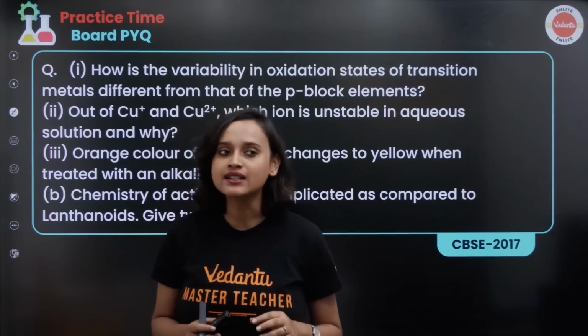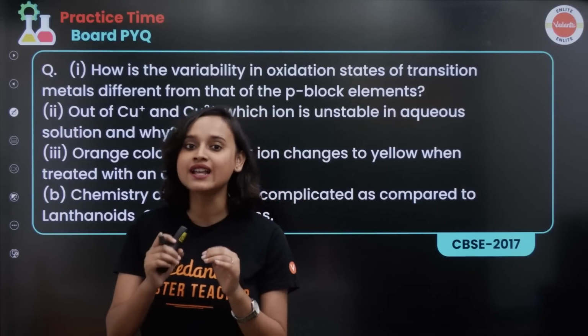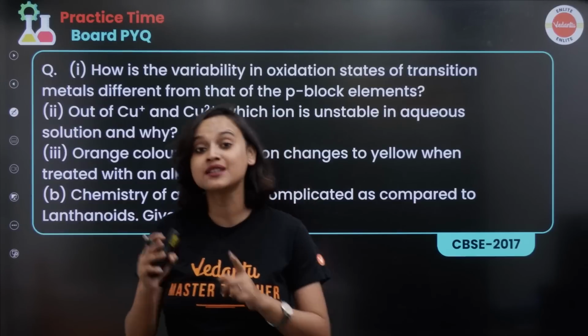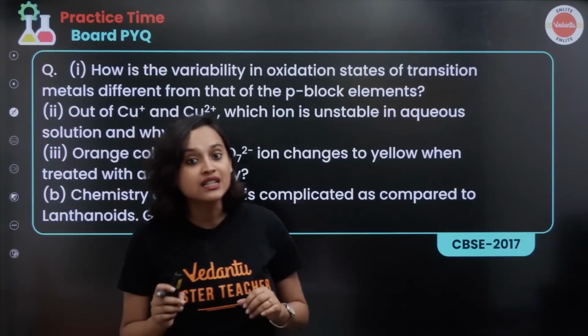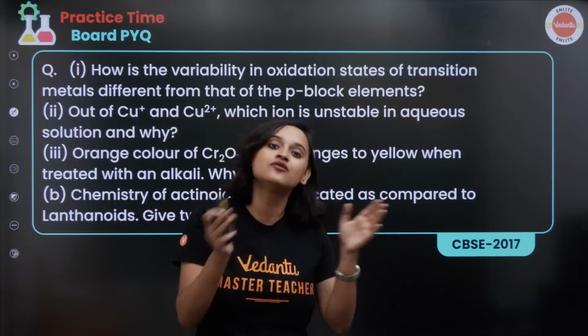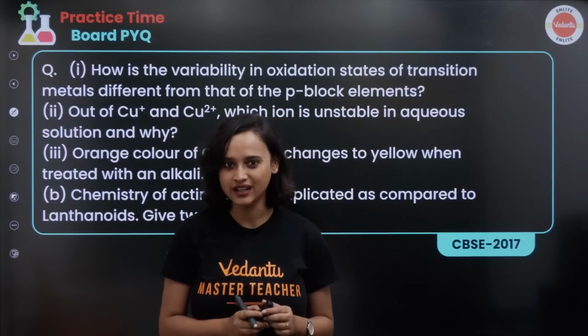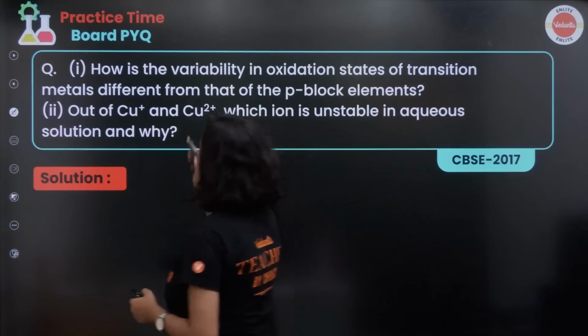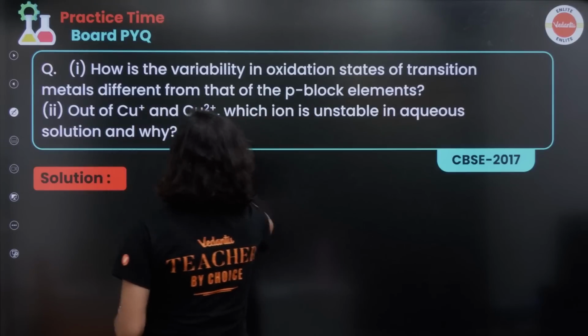Next thing is, in d-block elements the heavier metals have higher oxidation states, which are more stable. Whereas in p-block, the heavier metals have lower oxidation states, which are more preferable for them. Yeah, so can we write that? Let's write that down. How is the variability in oxidation state of transition metals different?